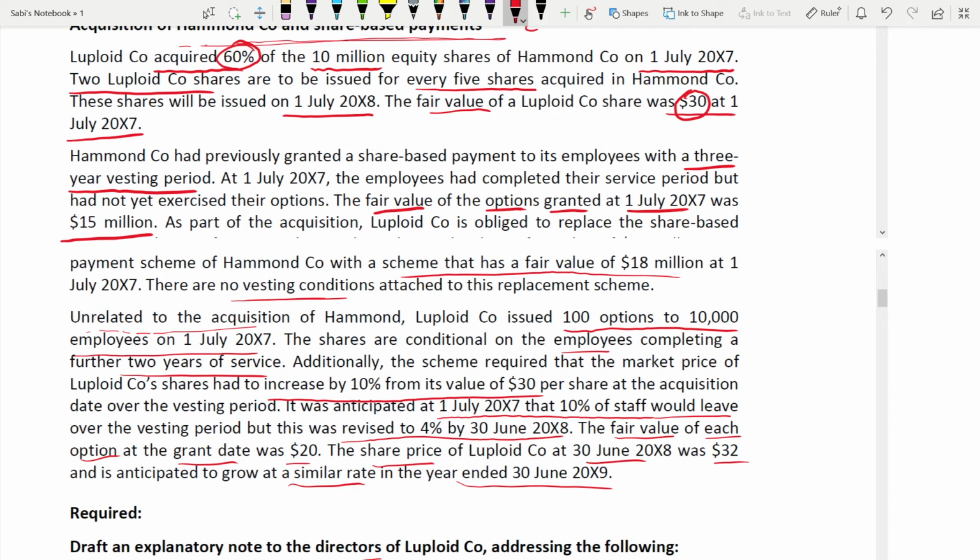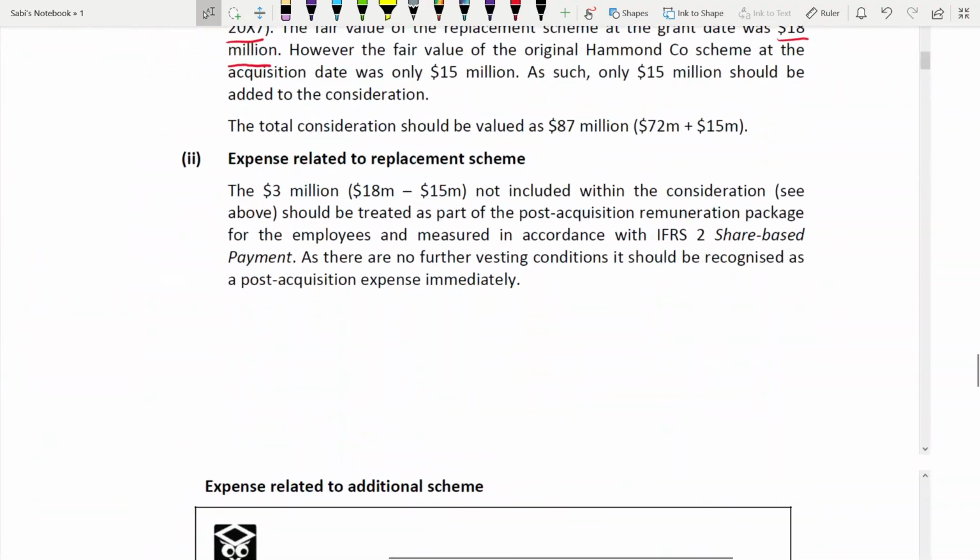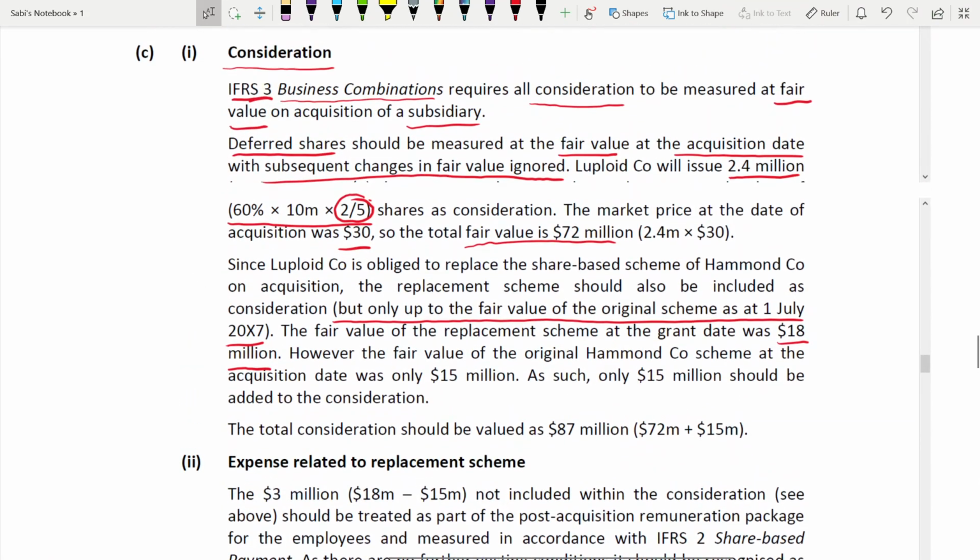As part of the acquisition, they are obliged to replace the share based scheme, and the scheme had a fair value of 18 million on 1st of July. This you already have to take, not this 15 million. This 15 million does not come there. Let us see what they have written about that 15 million. However, the fair value of the original Hammond scheme at the acquisition was only 15 million. As such, only 15 million should be added to the consideration.